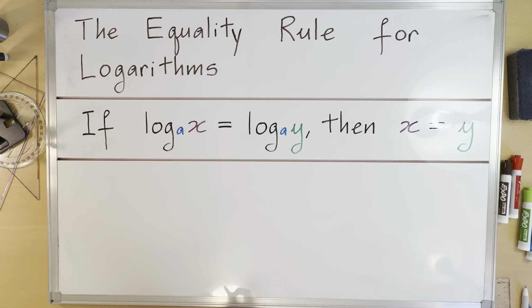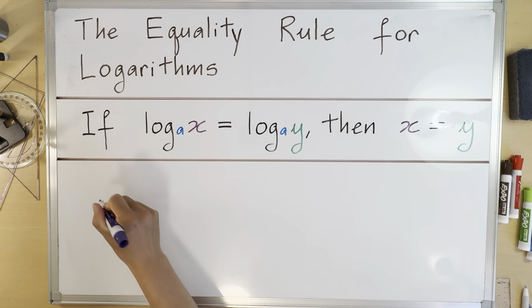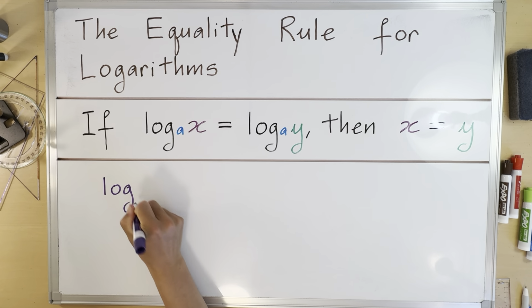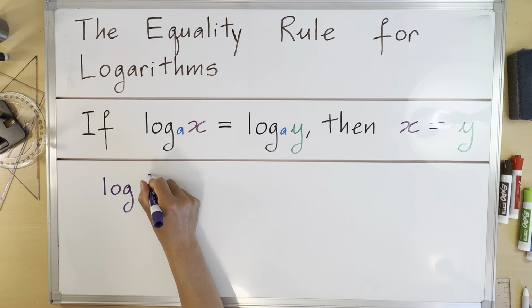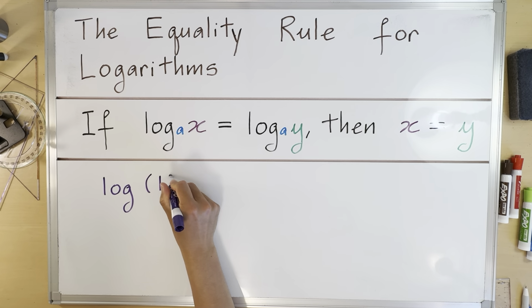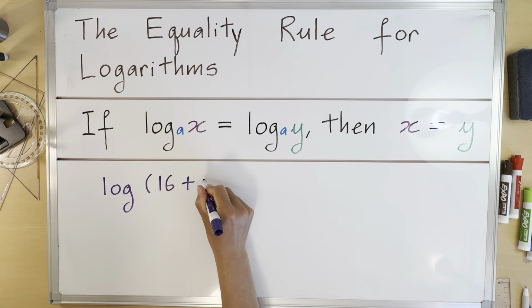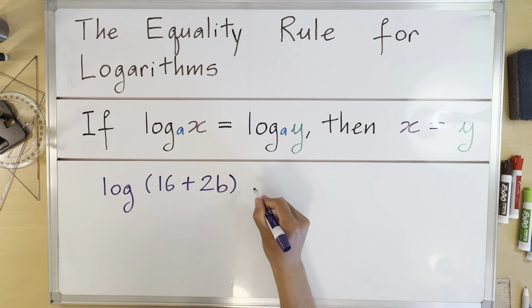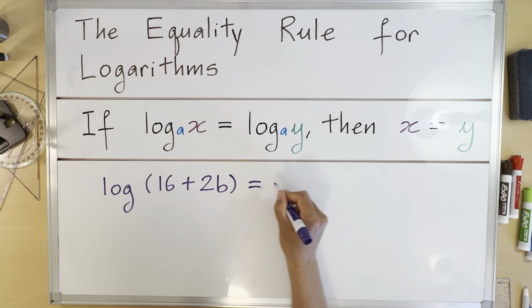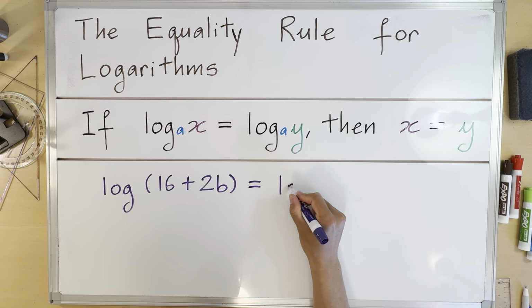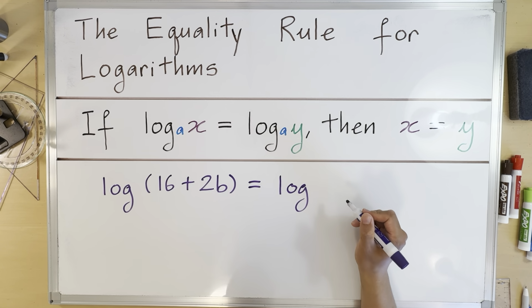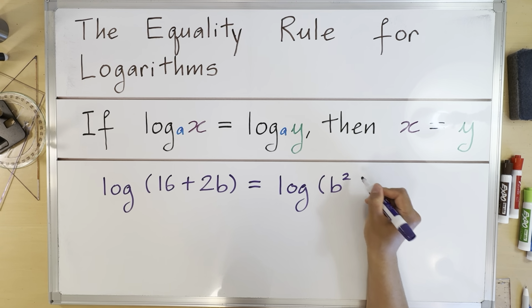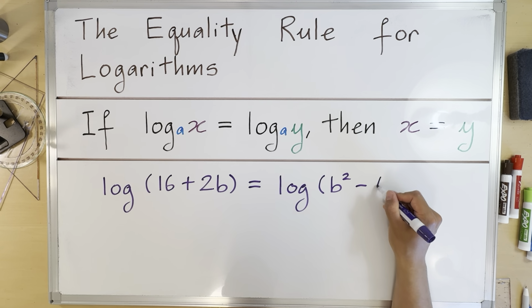So first up, we have the log base 10 of 16 plus 2b is equal to the log base 10 of b squared minus 4b.